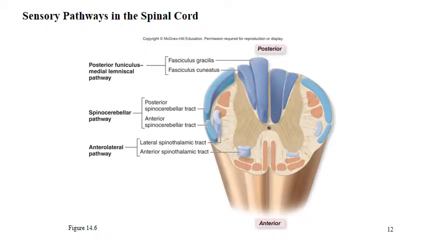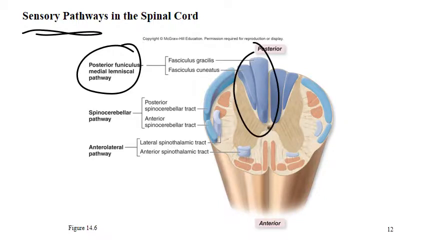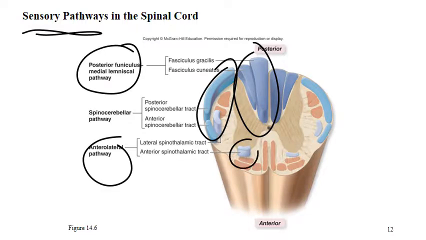All right, so you'll notice that of the sensory pathways, there were 3, and we found that our posterior funiculus medial lemniscal pathway is going to be right here. Our spinocerebellar pathway, again just that 2-neuron pathway, is going to be right there. And our anterolateral pathway is going to be this little tiny one here and here.